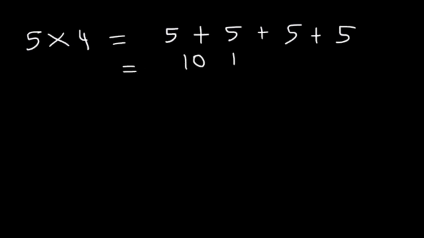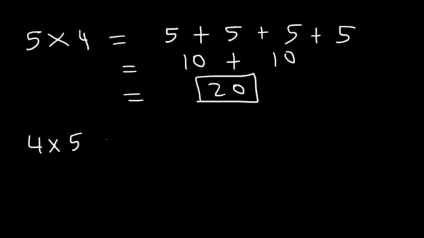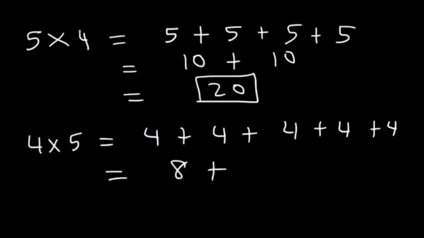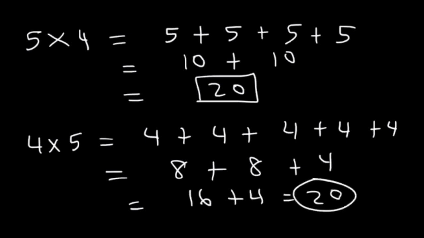5 plus 5 is 10. The other two 5s add up to 10. 10 plus 10 is 20. So 5 times 4 is 20. You could also see it this way. 5 times 4 and 4 times 5 are the same. 4 times 5 means that you're adding 4 5 times. 4 plus 4 is 8. The next two 4s add up to 8, and then we have one 4 remaining. 8 plus 8 is 16. 16 plus 4 is 20. So you get the same answer.